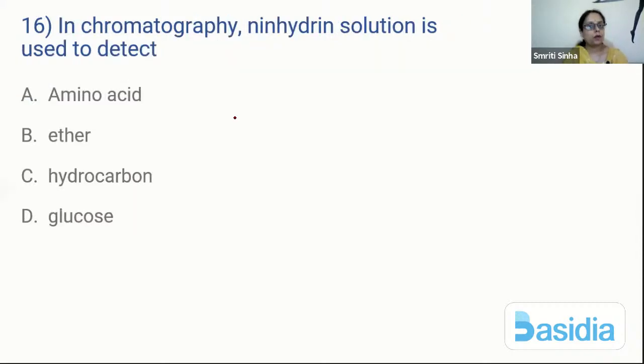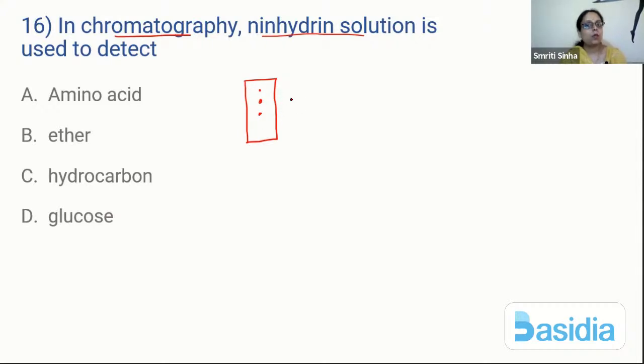Next, in chromatography, ninhydrin solution is used to detect. Now, why do you need this solution in the chromatography technique? As I have told you, in the chromatography technique, once the solvent runs, you get 2 spots or 3 spots on the plate depending on how many compounds you had in your mixture, but these spots cannot be visible by naked eyes.